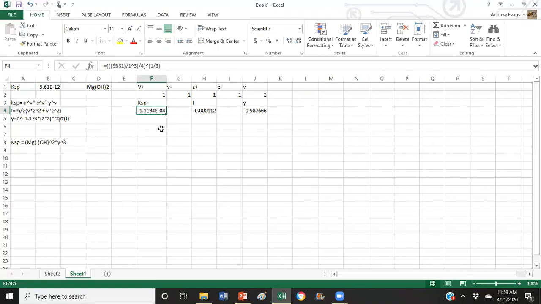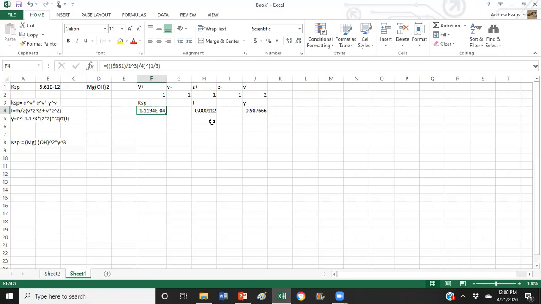Let's see. I'm going to check my math. 5.61 times 10 to the negative 12. I just want to make sure I've typed this in right. Okay, divided by 4, power of 1/3. Yeah, 1 point, yeah, that looks right.